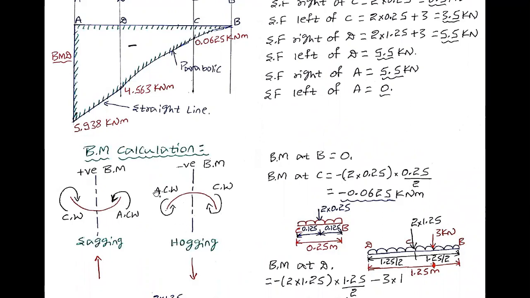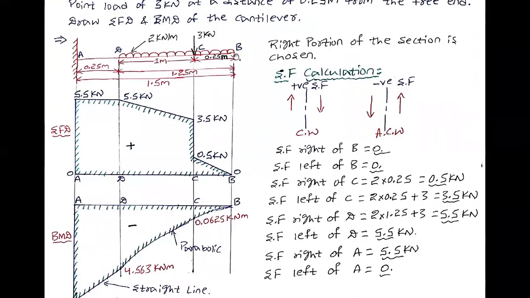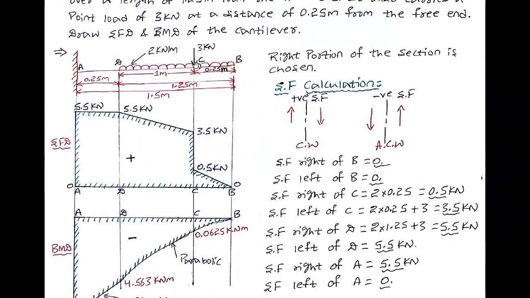This is the standard method. If you are not able to understand this, this is the layman method. If the shear force is acting upward, take it as positive bending moment. If the vertical load is acting downward, it will result in negative bending moment, whether it is acting on the right side or left side. Now, bending moment at point B. There is no load, so bending moment is 0 at point B. Now, bending moment at point C.